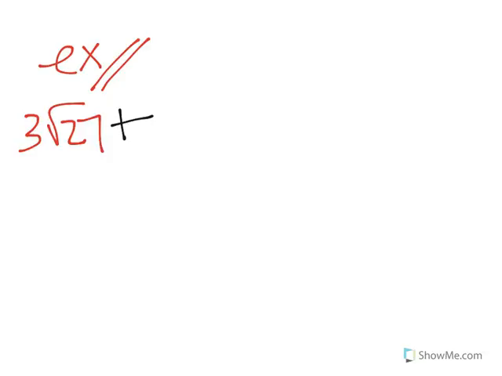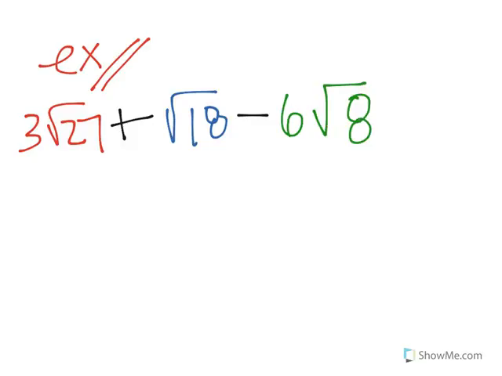Alright, let's try another example. This time, we'll put some real numbers in there. 3 root 27. Always a good time. Negative 6 root 8.